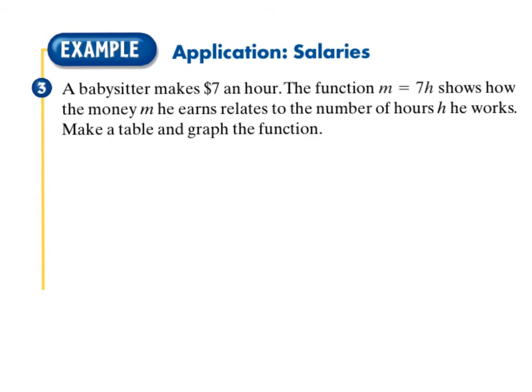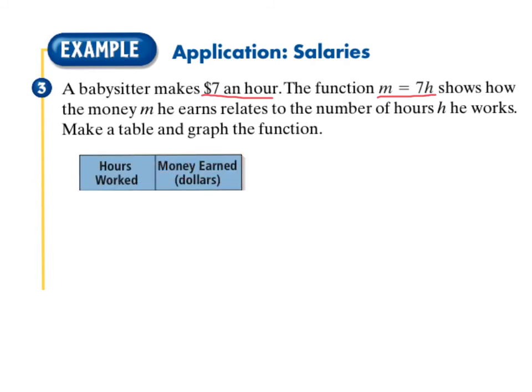Now let's try using a word problem to give us a function and create our function table and then create a graph. So say a babysitter makes $7 per hour. The function would be the money she makes equals 7 times the number of hours she works. So M equals 7H shows that information. So then we're going to make a table for that function and then graph that function. So let's look at the table first. So we have hours worked as our independent variable and the money earned as our dependent variable because you can't get the money without doing the work.